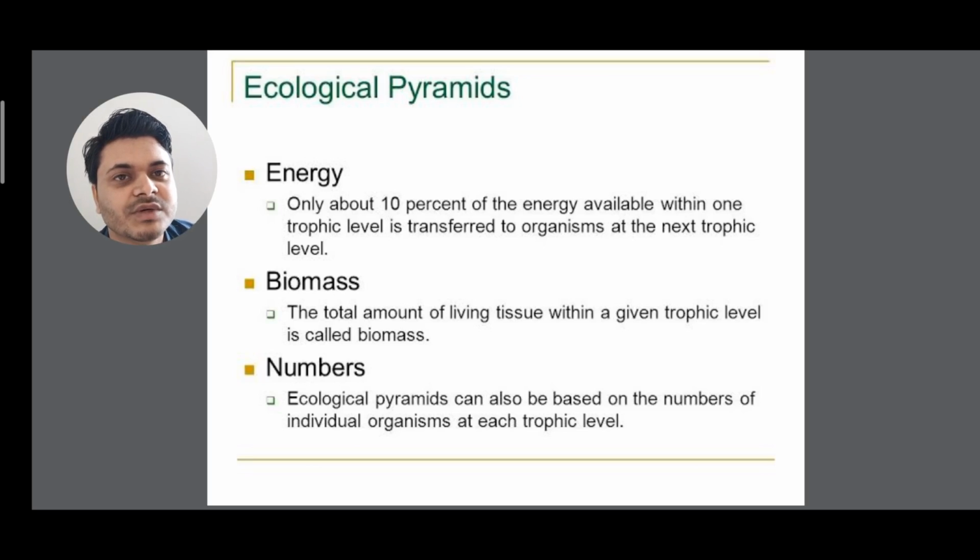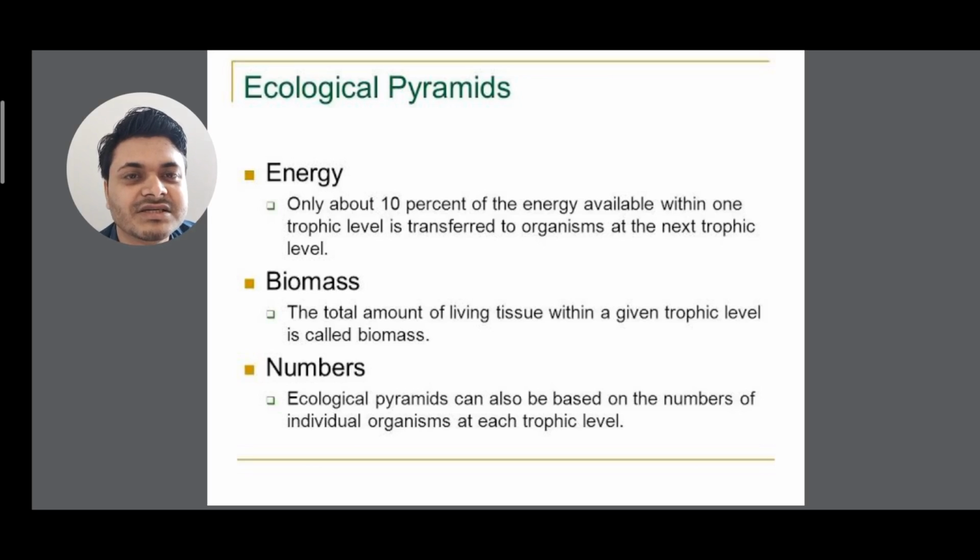And the latest one that is accepted is the pyramid of energy. Pyramid of energy means only 10% of the available energy within a trophic level is transferred to organisms at the next trophic level. The thing that I have discussed now, isn't it? Only 10% of the energy will be transferred to the next trophic level and 90% will be deducted. This is the most common and accepted one that we are following.